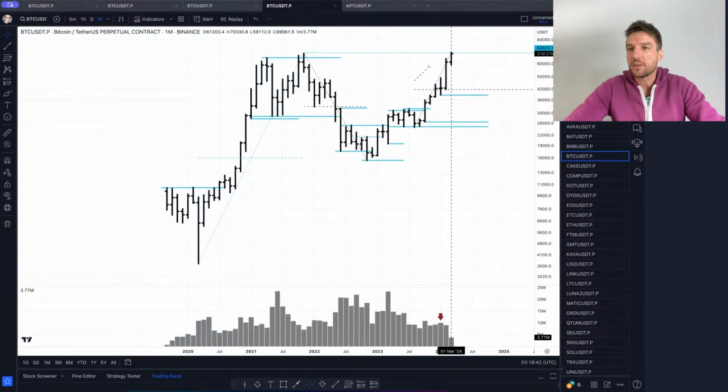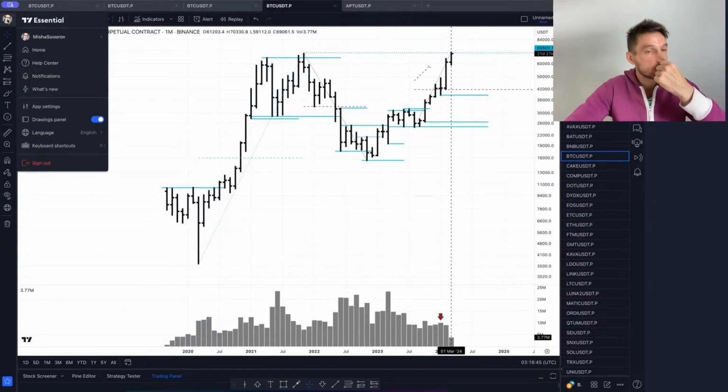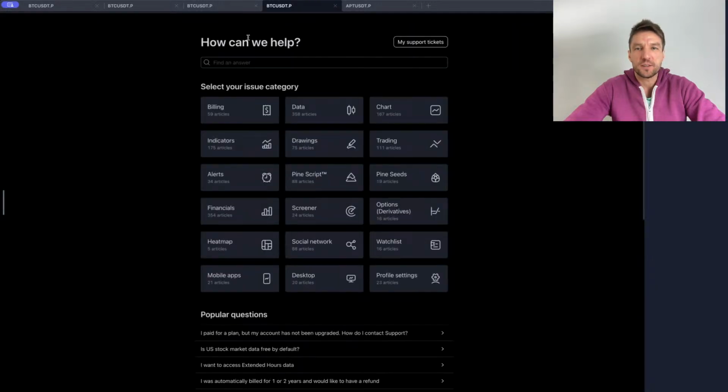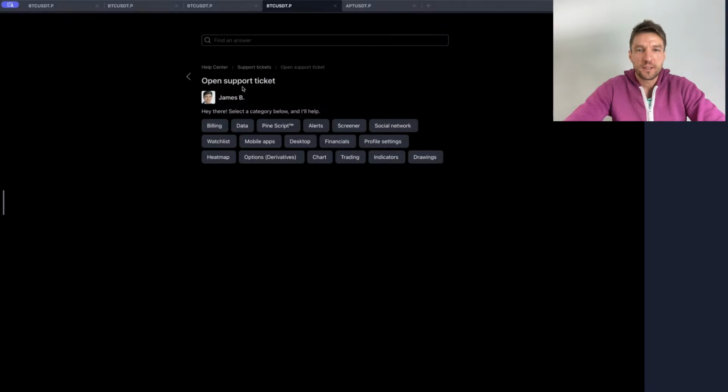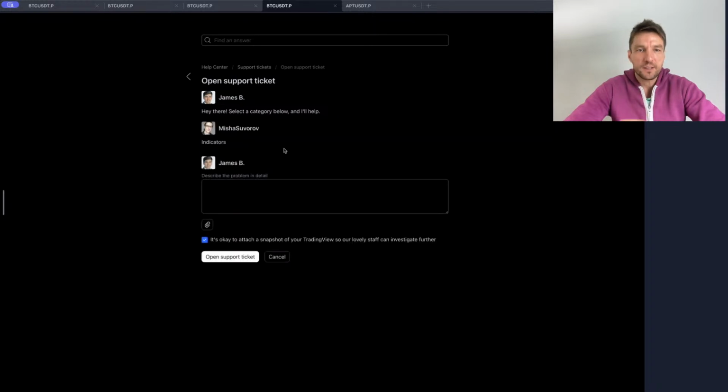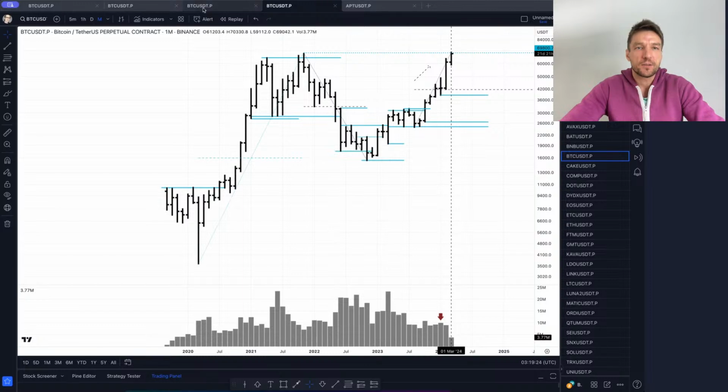I mean, also a good place to address is support. I don't know if it shows here, but if you click on your avatar in the upper left corner, you can go to help center, my support tickets, contact us, and there's the guy James. It's only him this entire time. And yeah, indicators, and hi James, I hope this message finds you well. My volume doesn't work, and attach a screenshot. It's okay to attach a snapshot. They'll help you. They're good guys.